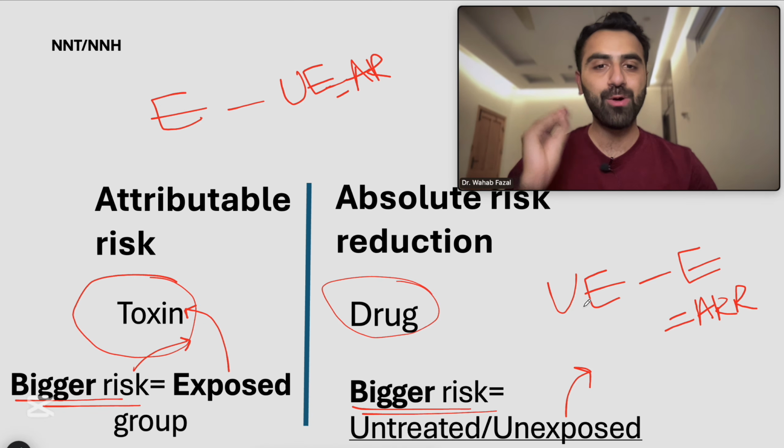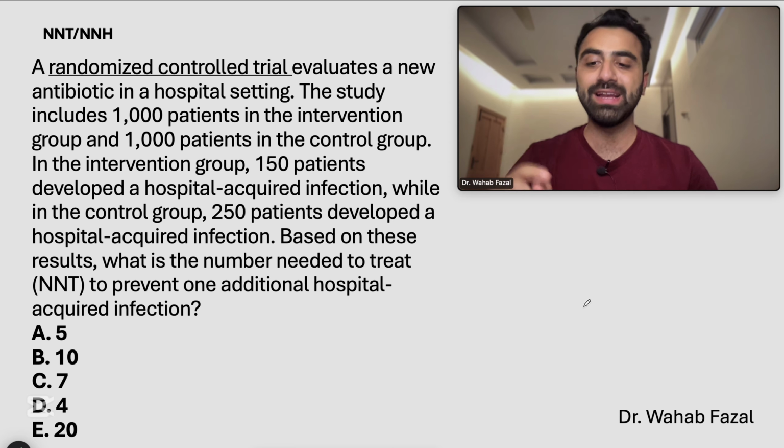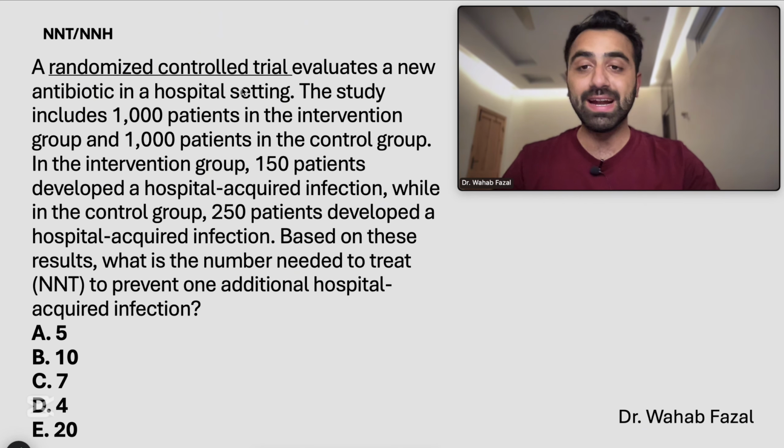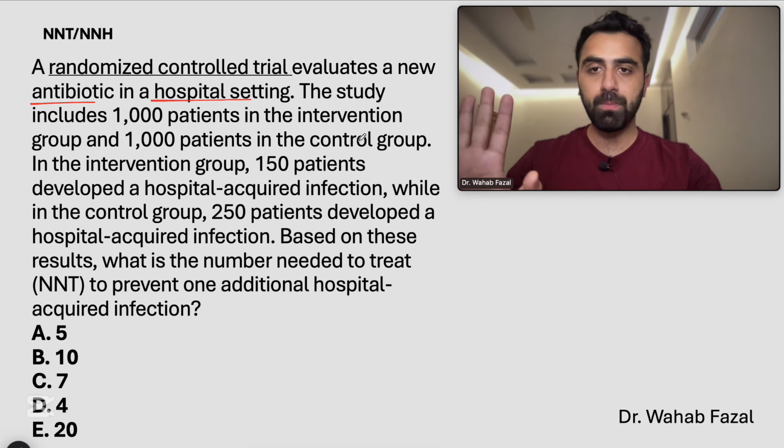And now we will get to how to calculate number needed to harm and number needed to treat. Let's take an example first. A randomized control trial evaluates a new antibiotic in a hospital setting. You can take a minute to pause this and solve it yourself if you want.